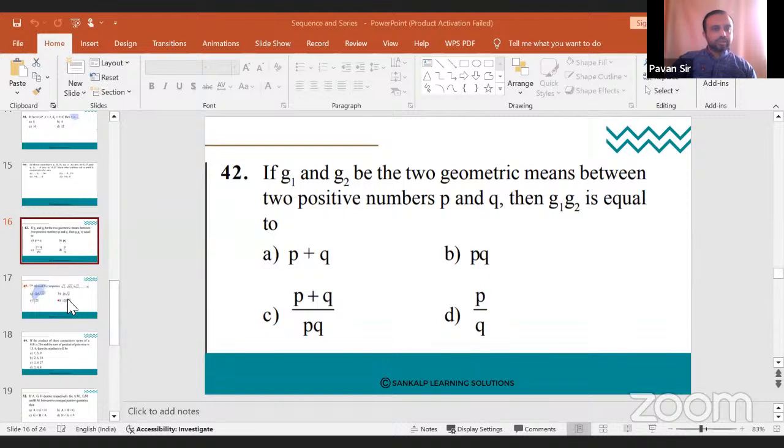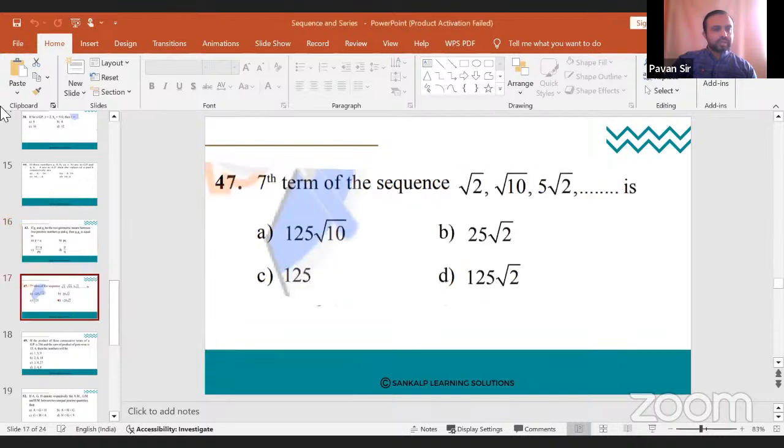Next question. Yes, students, next question. Seventh term of the sequence root 2, root 10, 5 root 2 is what? Seventh term of the sequence.